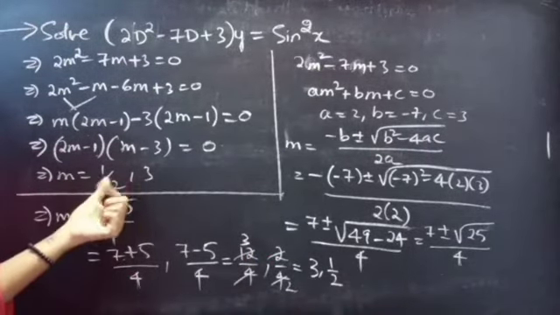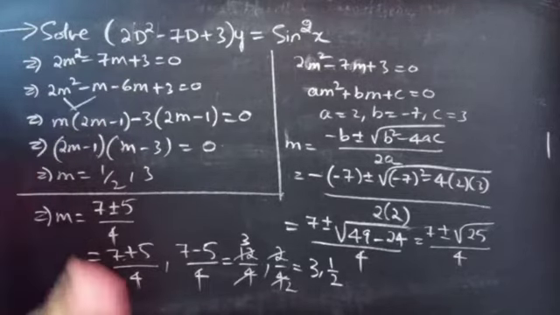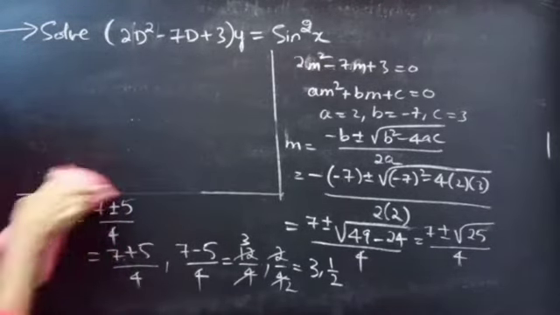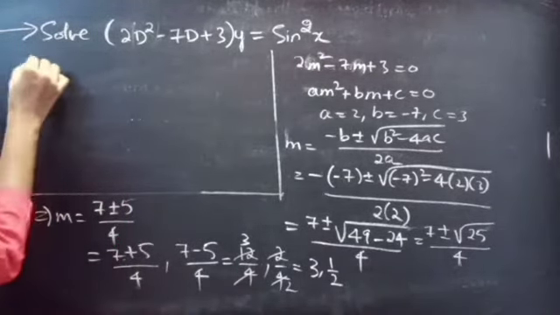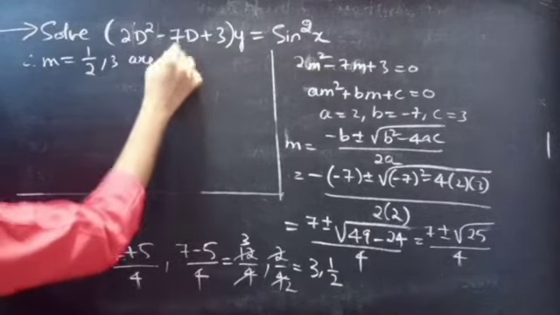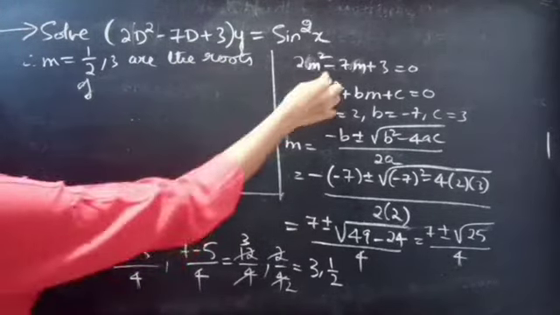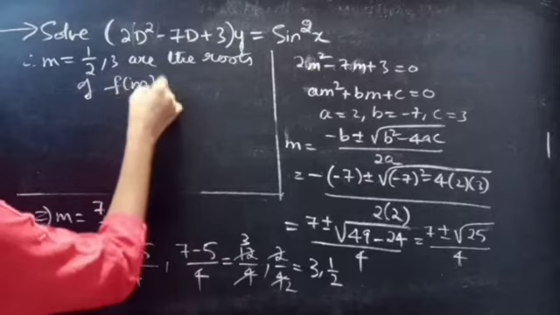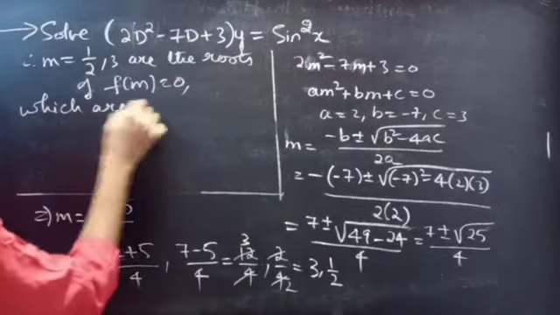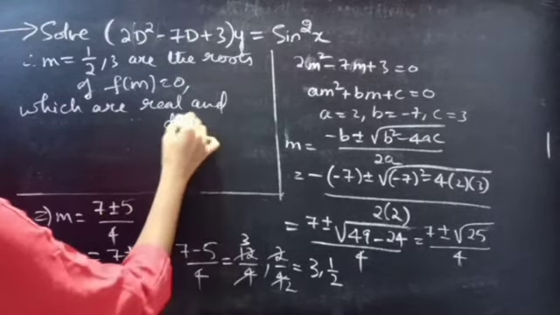So m equals 1 by 2 and 3 are the roots of our auxiliary equation. Therefore, m equals 1 by 2, 3 are the roots of our auxiliary equation, which are real and distinct.